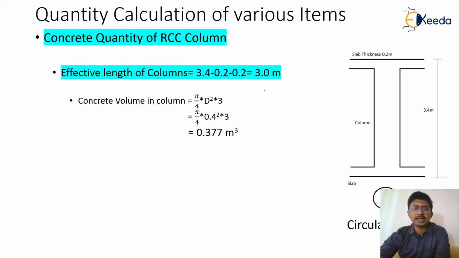Next one is the other type of column, a circular one, where we have the formula pi by 4 d square to measure the area of that column, where d is the diameter of that column, into the height that we have calculated a few slides back. So the formula for the concrete volume is pi by 4 d square into the height. So pi by 4, d is the diameter of this column, that's 0.4, and the total effective height is 3 meter. With this, the value comes out to be 0.377 meter cube.